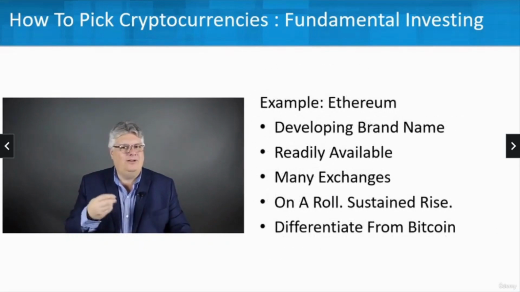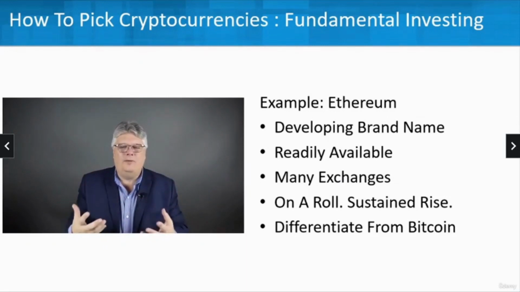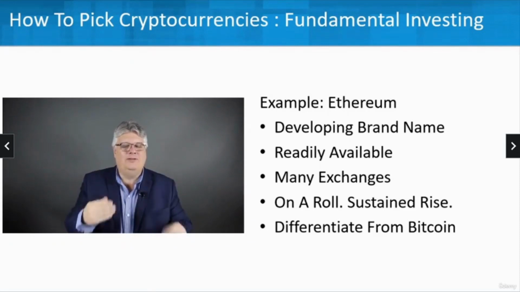If we compare that to the number two right now, which is Ethereum, that's a developing brand name from a fundamental standpoint. We're thinking about this fundamentally: a developing brand name, readily available on all these exchanges as well. It's really on a roll. It's on a sustained rise, and it's different from Bitcoin, right? It differentiates itself with the smart contracts and things. So you could say, oh, Bitcoin's great for this, or it's got this great brand name, but I know Ethereum does that, trading for example, and as a medium of exchange, but also does so much more with smart contracts and people building on the Ethereum network. Again, adding more value to Ether, the coin underneath Ethereum.